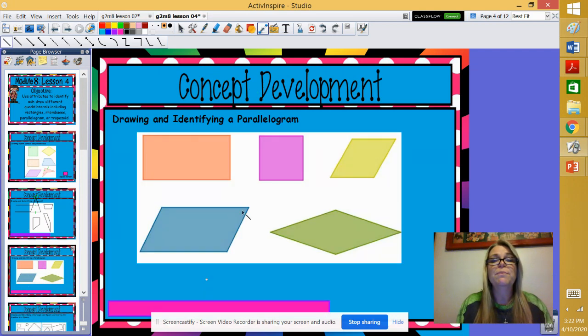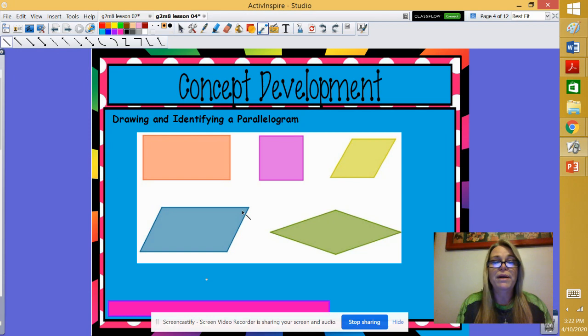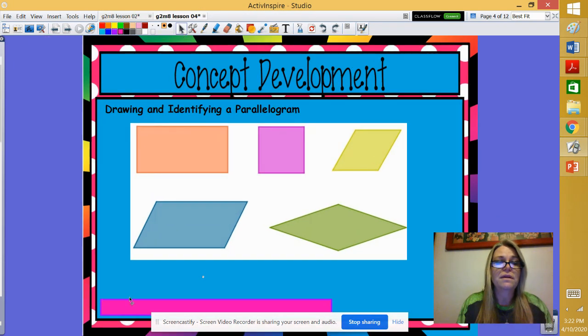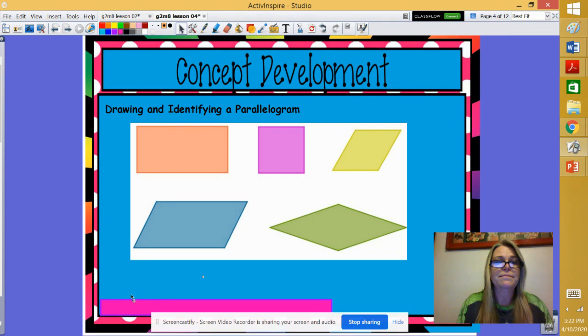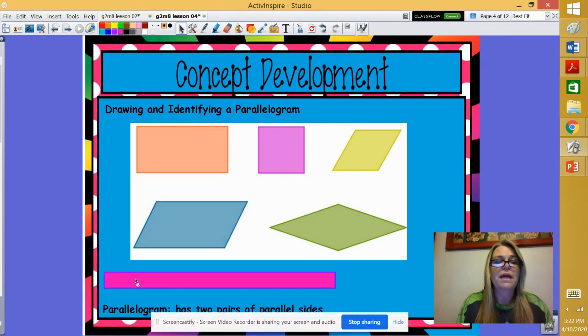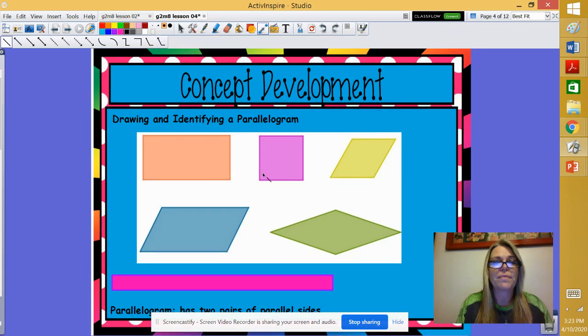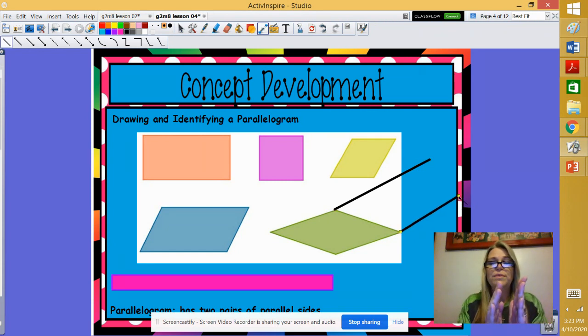Okay, let's move on to parallelograms. Now with parallelograms, our definition for a parallelogram: a parallelogram has two pair of parallel sides. Let's see what we can do if we extend these sides out. Let's look at this one. If we extend this side out, as well as this side, we can see they're still going to be parallel. They're not going to cross. They're going to stay parallel. I always think about railroad tracks.